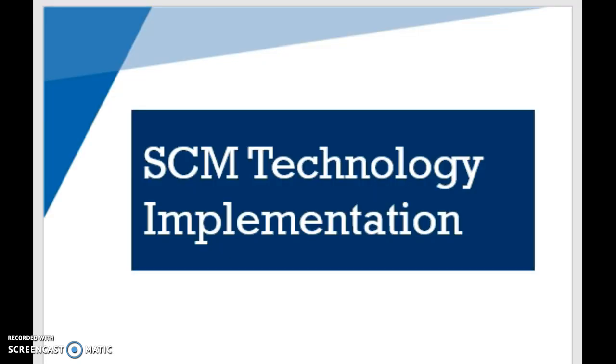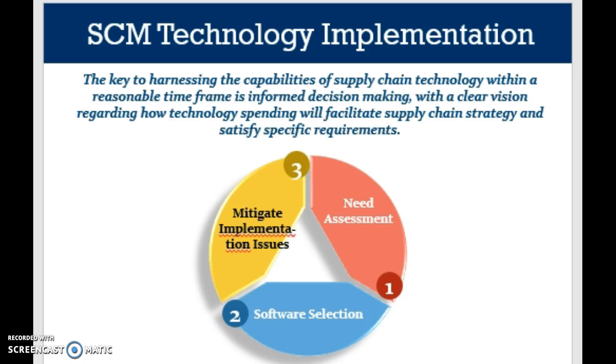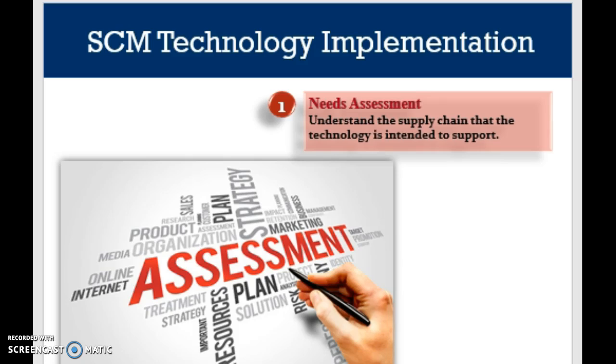Let's look at some supply chain management technology implementation. As indicated, a wide array of software tools support supply chain planning, execution, and control. Companies spend billions of dollars on these technologies with the goal of making their supply chains more productive and effective. The key to overcoming these issues and harnessing the capabilities of supply chain technology within a reasonable time frame is informed decision making. The most important step in software selection and implementation is to understand the supply chains that the technology is intended to support.